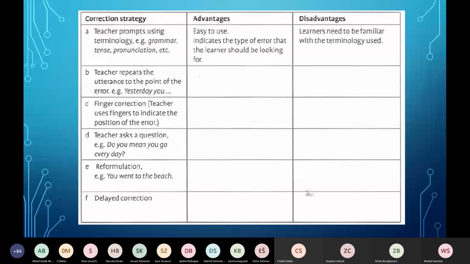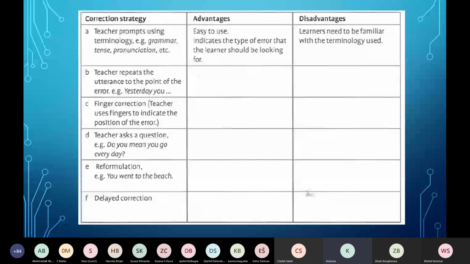So maybe Suad wants to say something? Yes, Suad. If not Suad, Sarah Zbawi. Yes, Sarah. We can't hear you, Sarah. Maybe Khawla. Hi everyone. Can you hear me? Yes, we do.